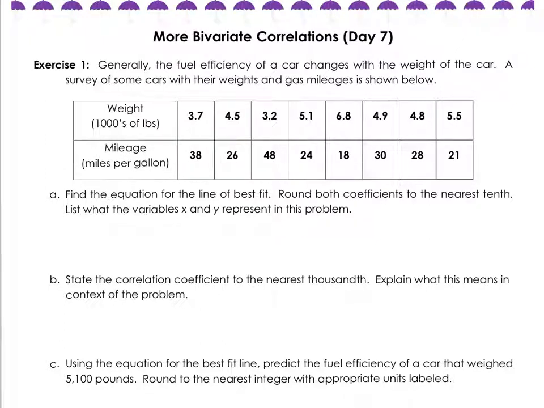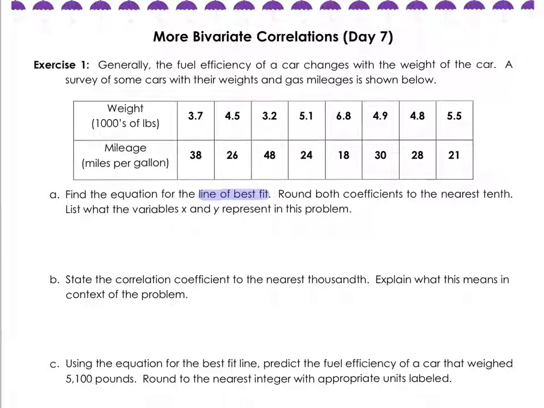Exercise 1 says, generally the fuel efficiency of a car changes with the weight of the car. A survey of some cars and their weights and gas mileage is shown below. We want to find the equation of the line of best fit, and that's the key word there. We're looking for a line of best fit. That means that I'm looking for the equation of a line that best fits that data.